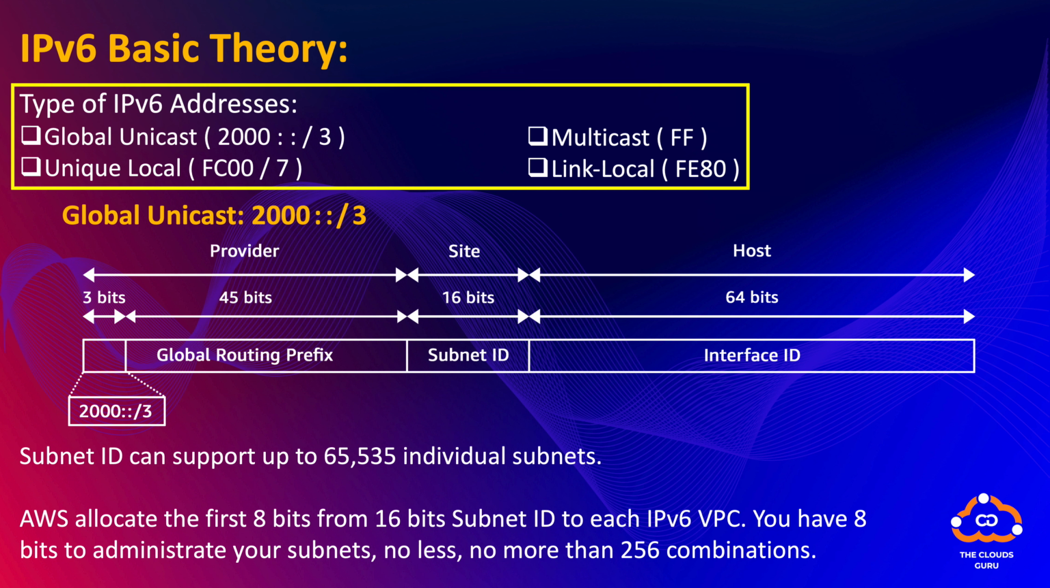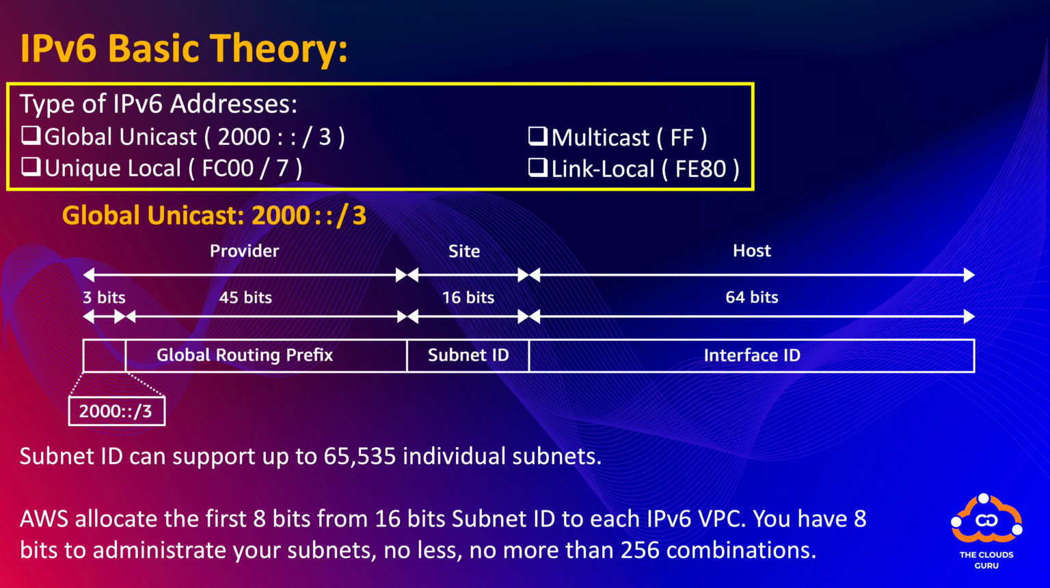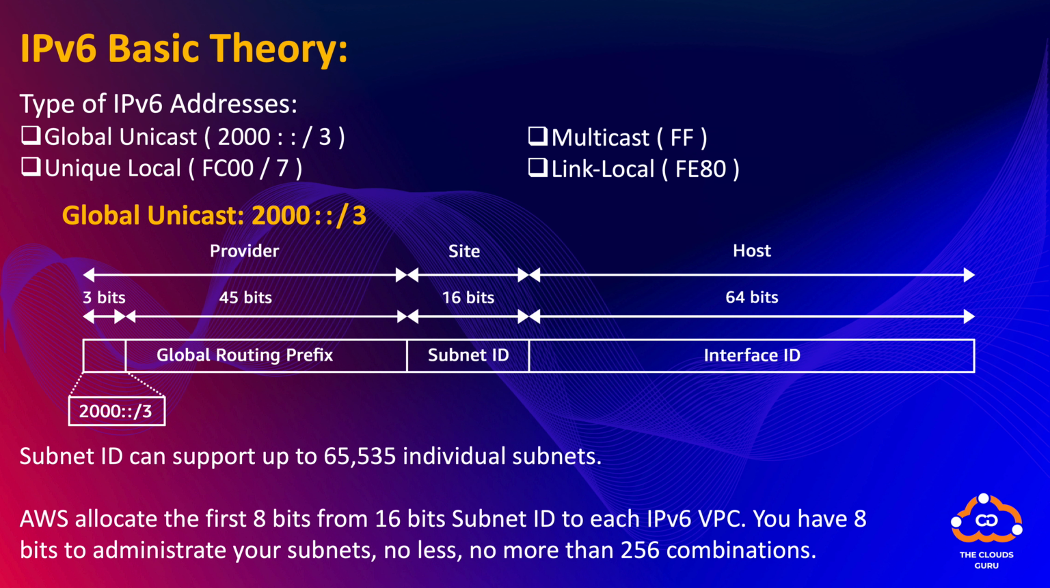Types of IPv6 addresses are global unicast, unique local, multicast and link local. Prefixes for IPv6 addresses. Global unicast has 2000::/3, unique local has FC00::/7. Multicast has FF::, and link local FE80::/10. Let's focus on global unicast structure now.